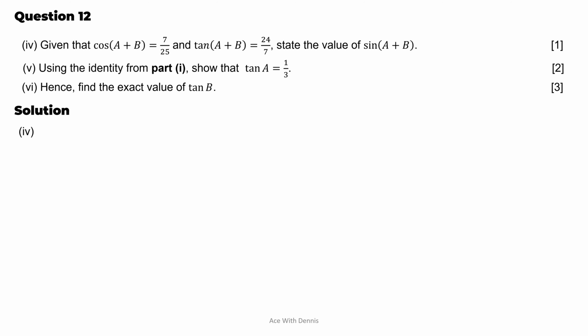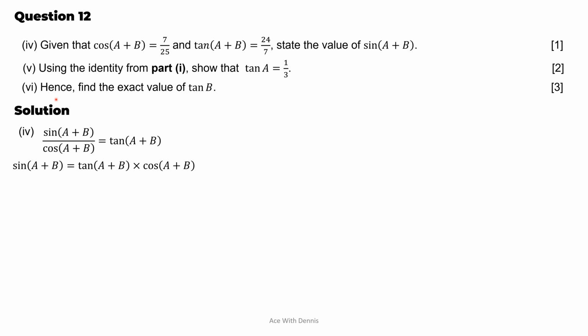And the solution for Part 4. The given information is cosine and tangent. We want to find sine. The angles are the same. So there's only one formula that links these three trigonometric ratios, which is sine (A plus B) over cosine (A plus B) equals tangent (A plus B).